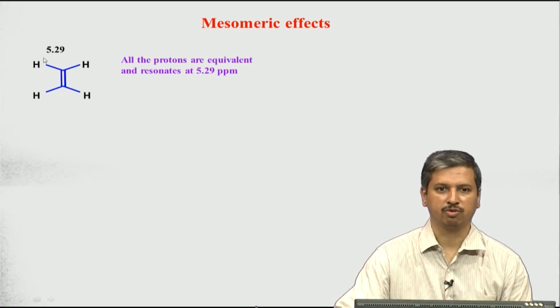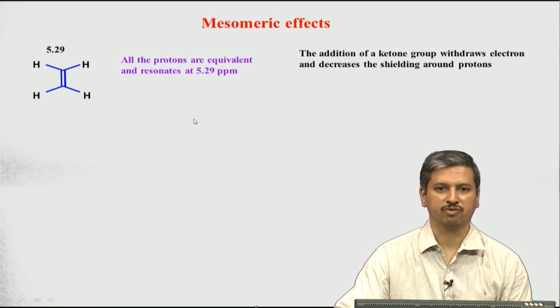So, we will now look at some more examples of the mesomeric effect. This is the case of the ethylene molecule, where all hydrogens are equivalent. Now, what is chemical equivalence? We will discuss that in the next few slides or next class, but what is important to understand here is the mesomeric effect, and how it influences the shift.